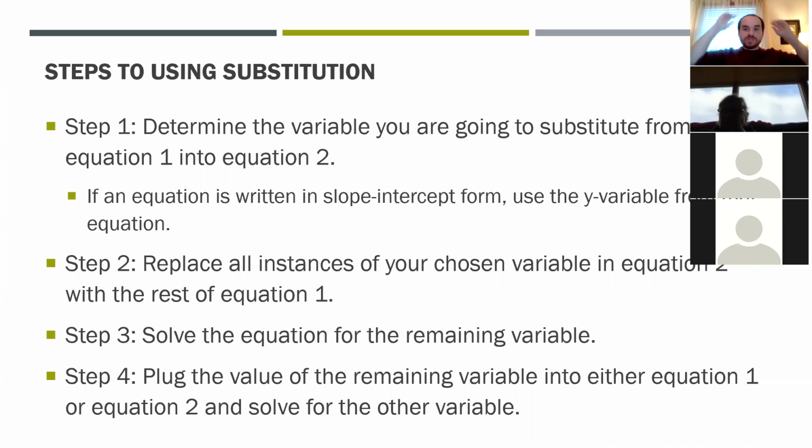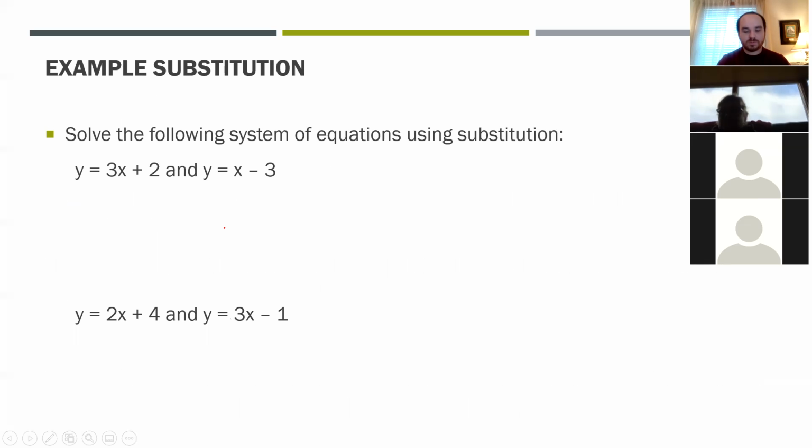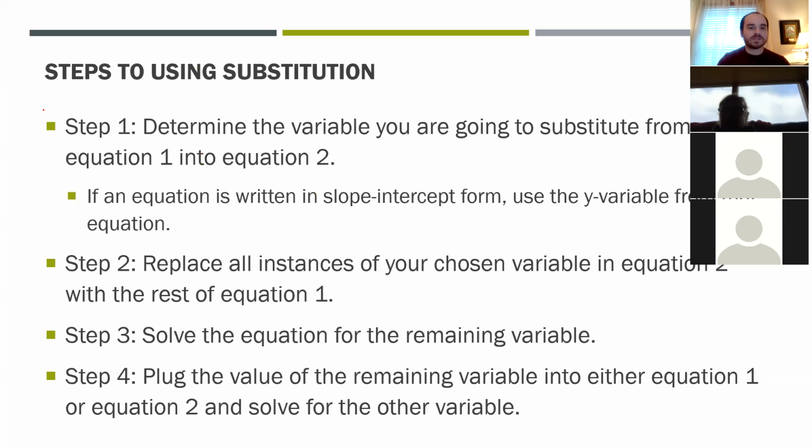When I'm going through these examples, I'm going to go through them step by step, one step at a time, so that you guys can follow along with the steps that you have written down. So we're going to see exactly how we use it. And I will tell you for the simple substitution problems, step 1, you're always going to have them written in slope-intercept form. So step 1 will be pretty easy for the most part.